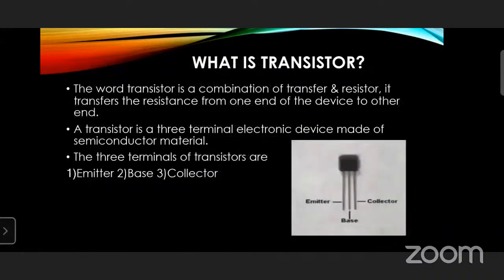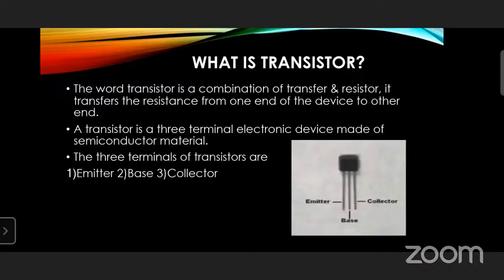Then what is a transistor? The word transistor is a combination of transfer and resistor. It transfers the resistance from one end of the device to another. A transistor is a three-terminal electronic device made up of semiconductor material. Here we can see the transistor: this is the emitter, this is the base, and the third is the collector. There are three terminals of the transistor. The emitter is a heavily doped region and its main function is to supply majority charge carriers to the base, either electrons or holes.